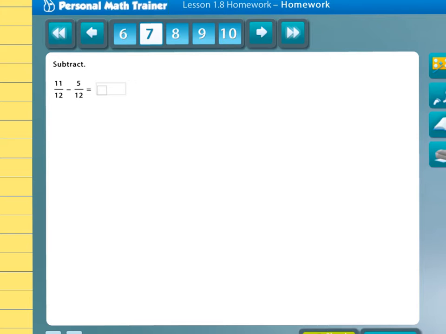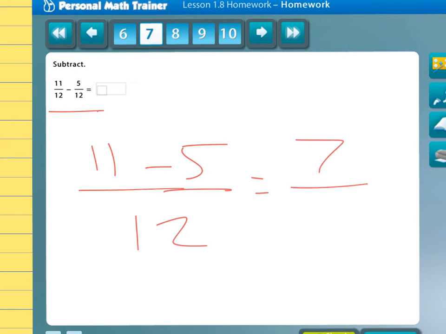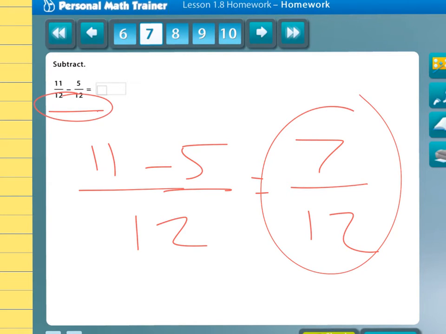All right, looking at this simple problem here, first thing you want to do is identify are they like or unlike, and we do like it like this. Those are like fractions, so you're just subtracting 11 twelfths minus 5 twelfths is the same as 11 minus 5 over 12, which is 7 twelfths. So very simple problem to solve. You never change the denominators if they're the same, and you don't subtract those, leave them the same.